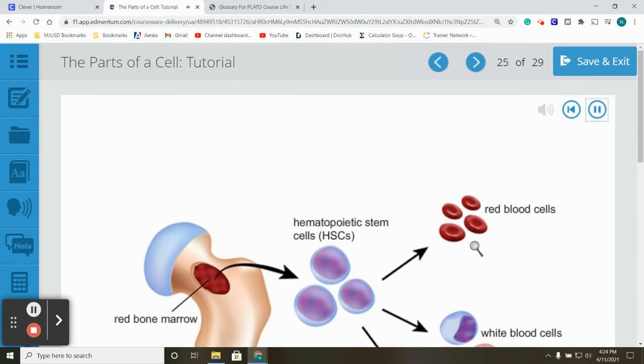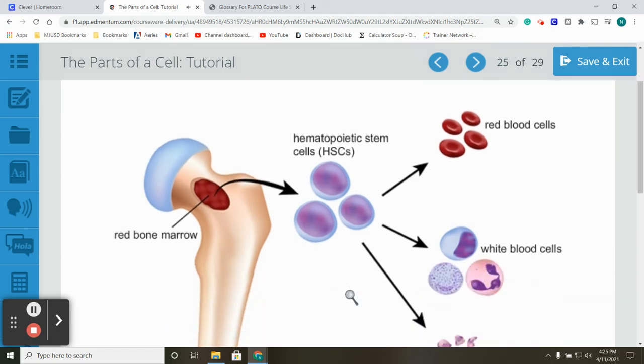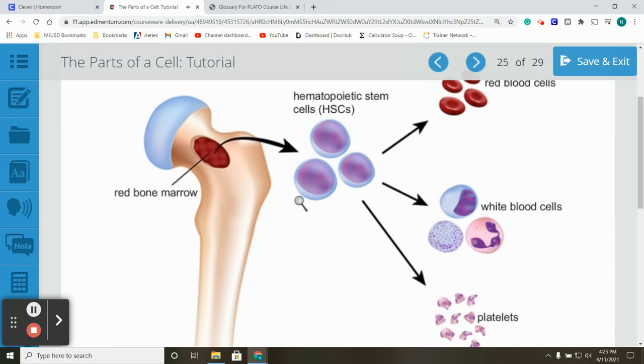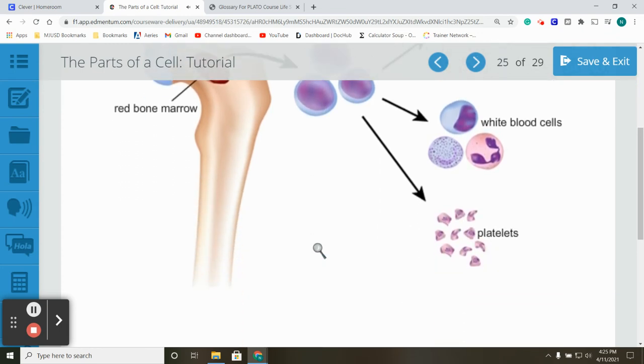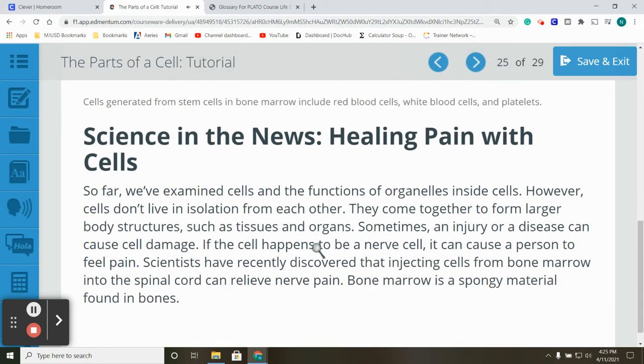Science in the News: Healing Pain with Cells. So far, we've examined cells and the functions of organelles inside cells. However, cells don't live in isolation from each other. They come together to form larger body structures such as tissues and organs. Sometimes an injury or a disease can cause cell damage. If the cell happens to be a nerve cell, it can cause a person to feel pain. Scientists have recently discovered that injecting cells from bone marrow into the spinal cord can relieve nerve pain. Bone marrow is a spongy material found in bones.